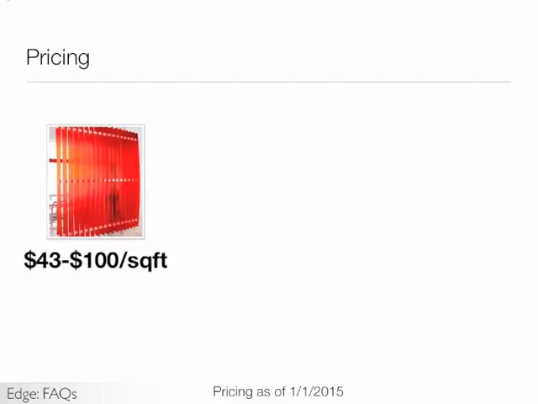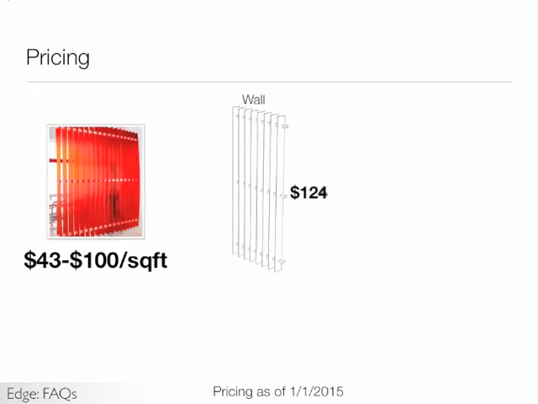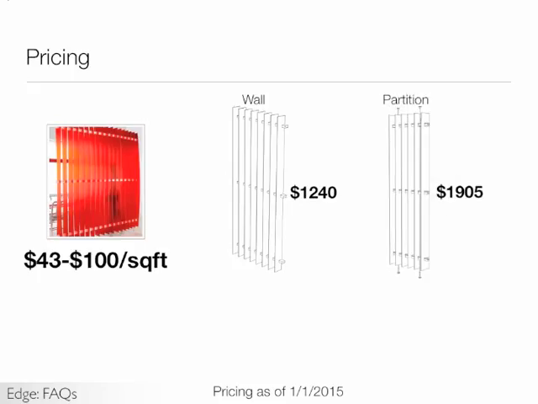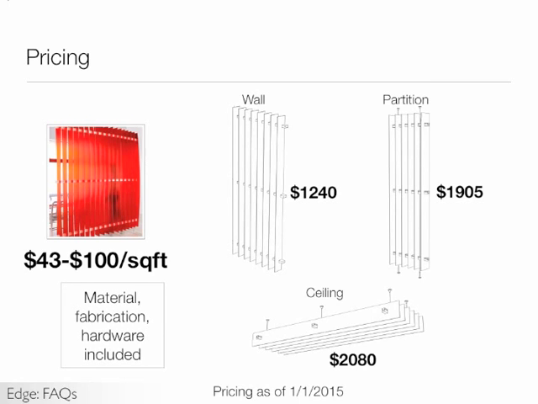As far as pricing, Edge ranges from around $43 to $100 per square foot, depending on the system. More specifically, Edge wall starts at around $1,240 per module. Each partition starts at around $1,905 per module, and Edge ceiling starts at around $2,080 per module. Also, all of the material, fabrication, and hardware are included with each module system.